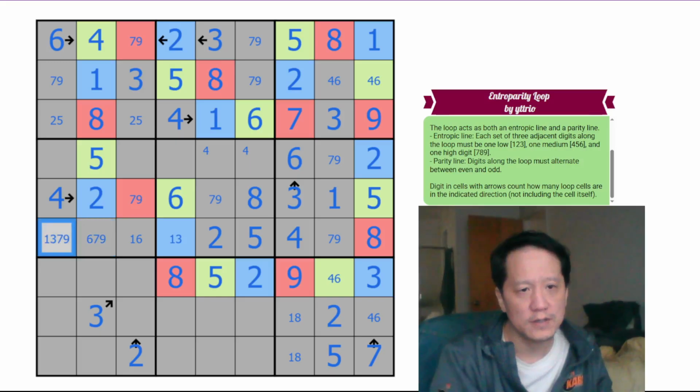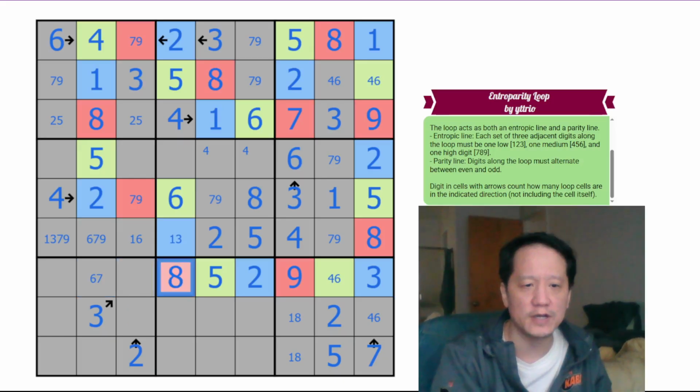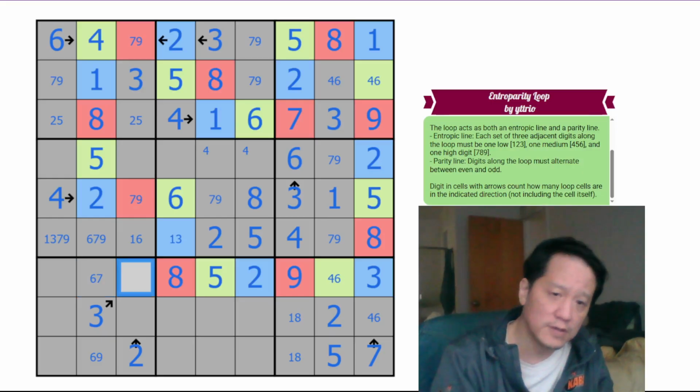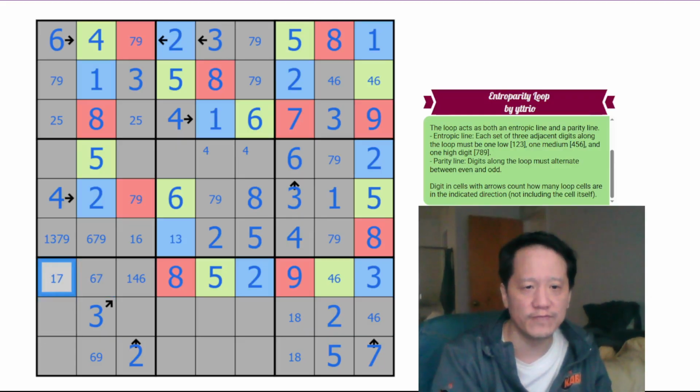Okay. Remaining digits of column 2: 6, 7, 9. This can't be 9, so it's 6, 7. This can't be 7, so it's 6 or 9. Remaining digits of row 7: we have 1, 4, 6, 7. And this can't be 7 because of the 7, 9 pair in the column. This can't be 6 because of the 6 in the column. Can't be 4.